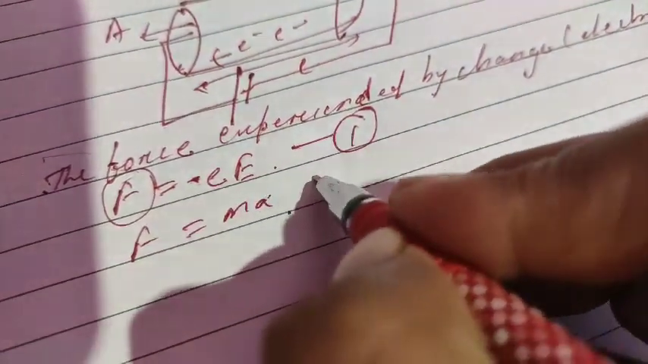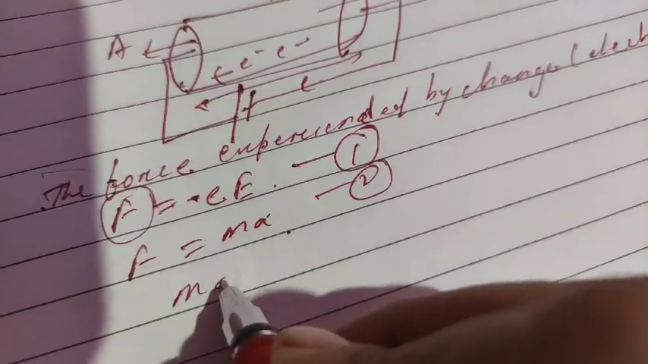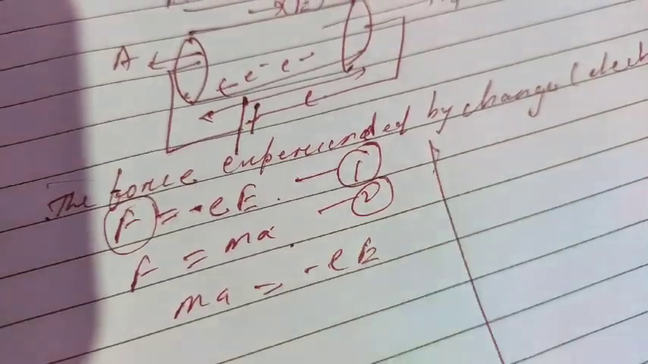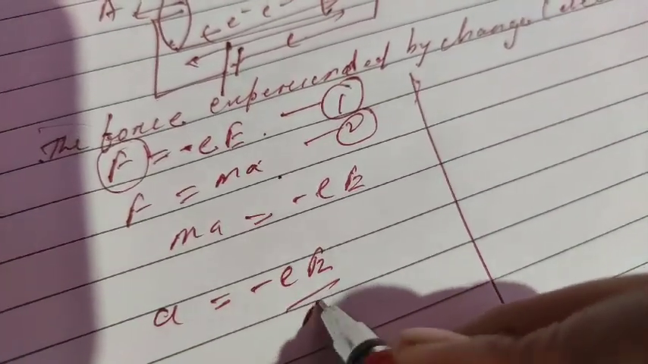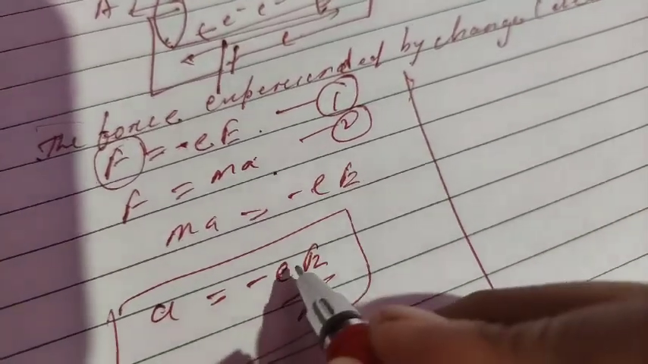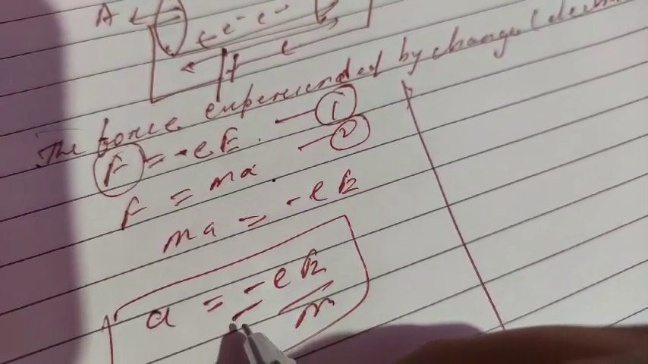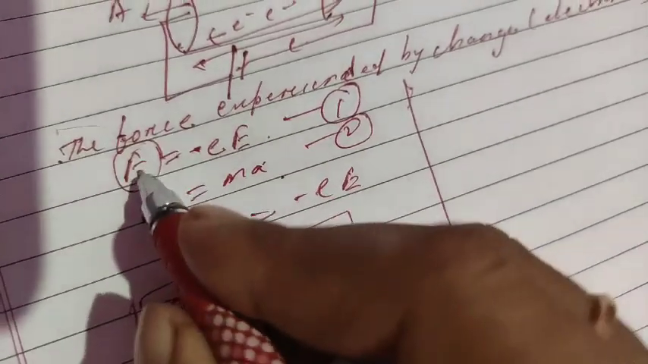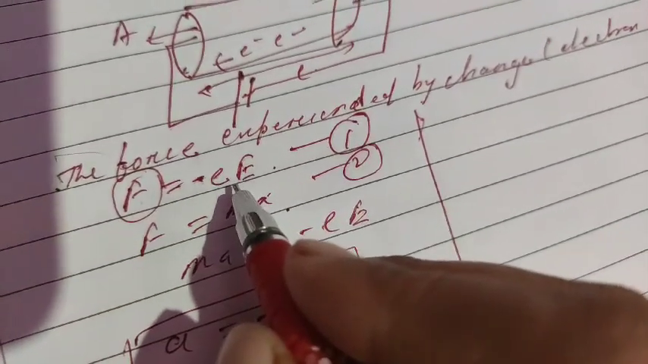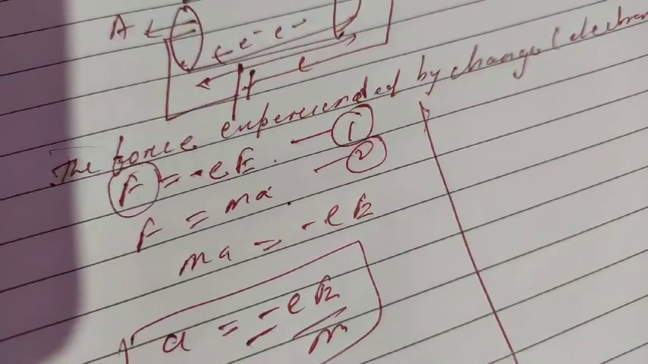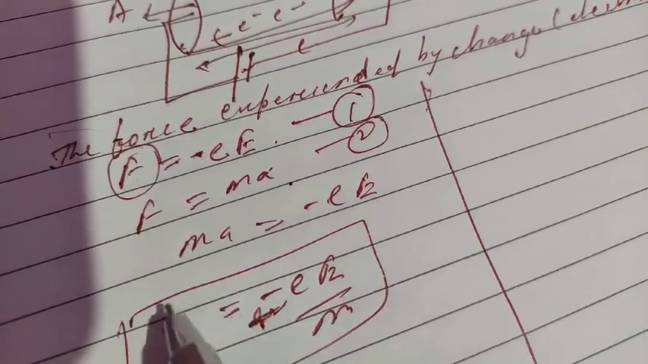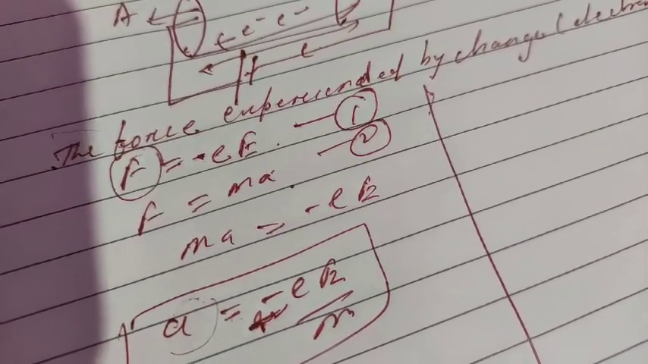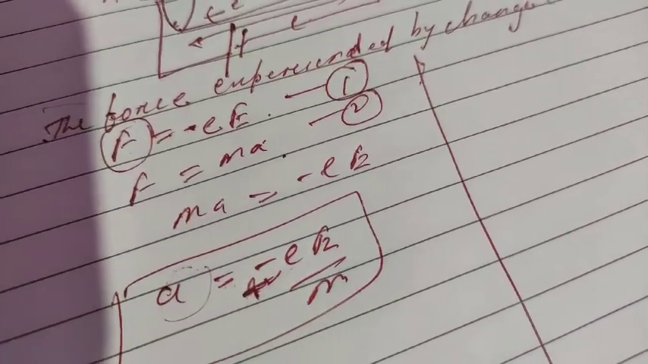So if you compare these two equations, student, what will you get? ma is equal to minus eE, right? So what is a here? a is equal to minus eE by m. Clear? Now you are seeing one term, the negative sign. What does the negative sign mean? The direction of force and electric field are opposite to each other. As you have applied the electric field, the force is experienced by electrons and it also experiences acceleration. So this is the value of acceleration. But what is our aim? To find out the drift velocity.